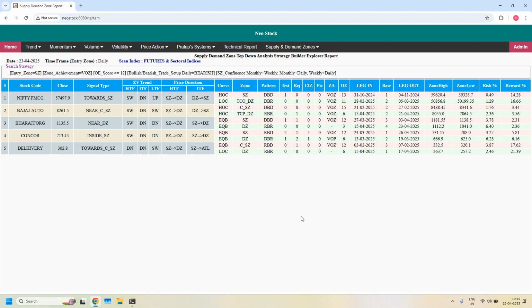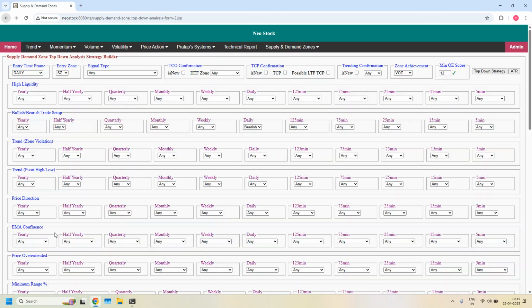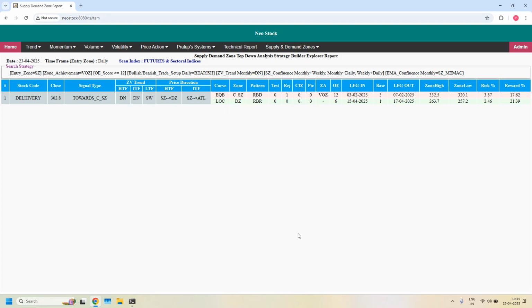So daily overlapped with weekly supply zone, both together overlapped with monthly supply zone. And monthly trend is down in only 1 stock. Let's verify if this stock has monthly EMA confluence. Downtrend, because it is a bearish trade setup. So that stock is filtered. So this supply zone has a higher probability of success. Daily supply zone. This is the bearish trade setup for monthly income trade.